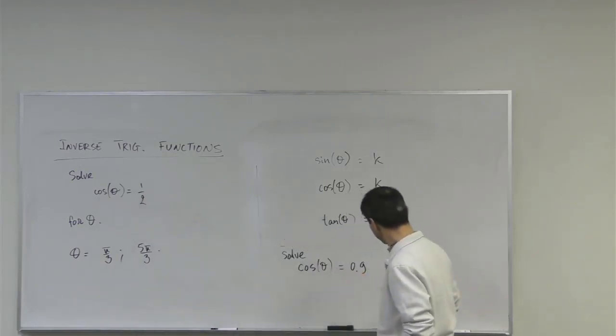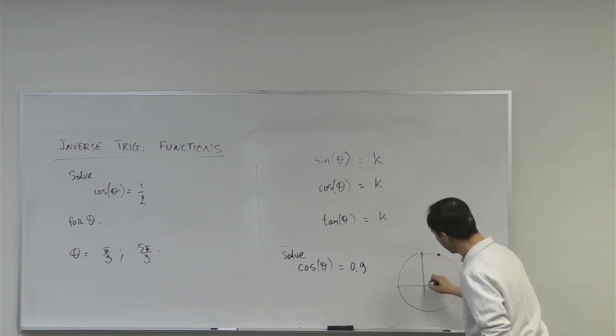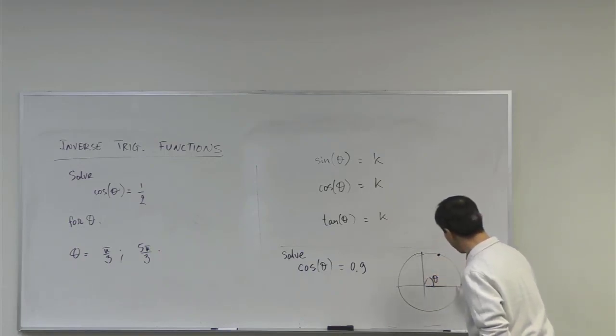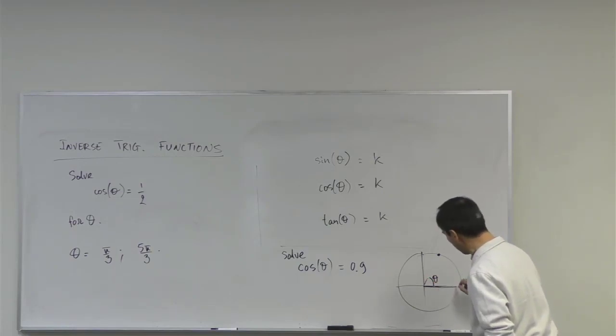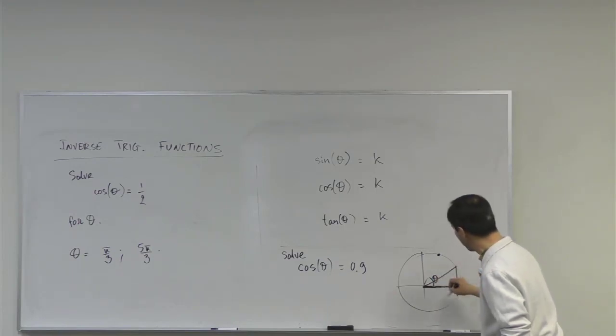So think about your unit circle. We want to look for that terminal point, what angle that is, so that it gives me cosine being 0.9. 0.9 is actually pretty big, because 1 is here on the unit circle, so 0.9 is slightly off. That distance right here is 0.9. So we want to find out, what angle is that, giving me 0.9 for cosine?